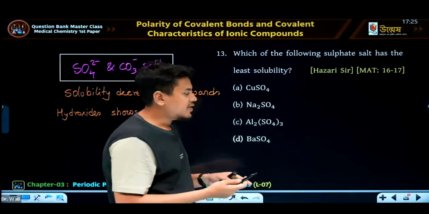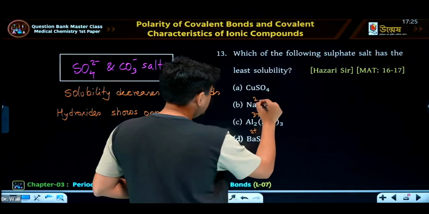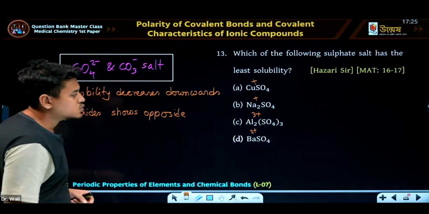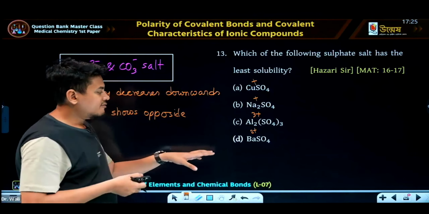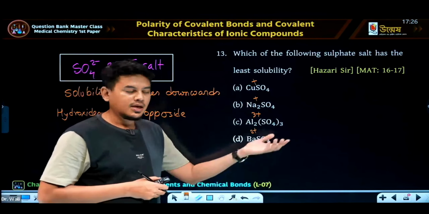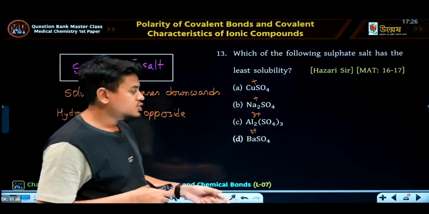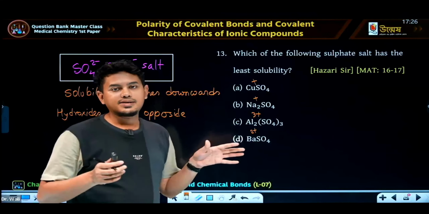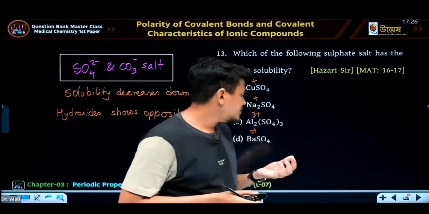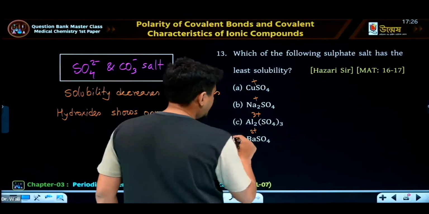But considering polarization, aluminum has 3+, barium has 2+, sodium has a single positive charge, and copper too. Now it is asking which one has the least solubility. In terms of Fajans' rule, aluminum sulfate, as it shows higher charge, would be responsible for higher polarization and result in less solubility, but this is not the case here. The compound with the least solubility should be barium sulfate, because it has the bigger cation. Here, the polarization issue will not come. The difference between the cation and anion will be responsible for the lower solubility. So in this case, the answer will be barium sulfate.